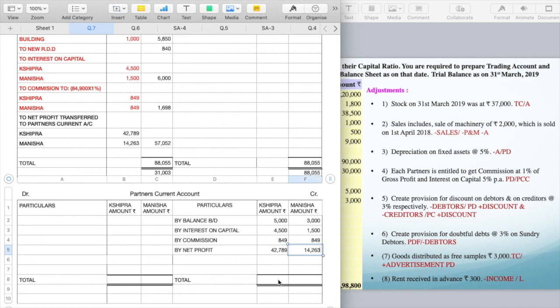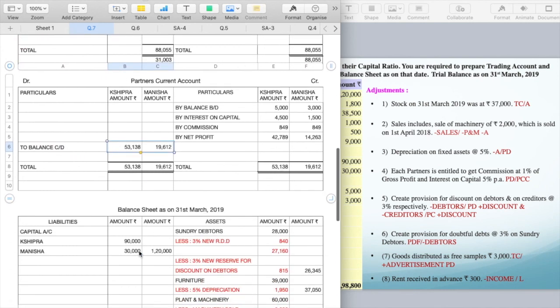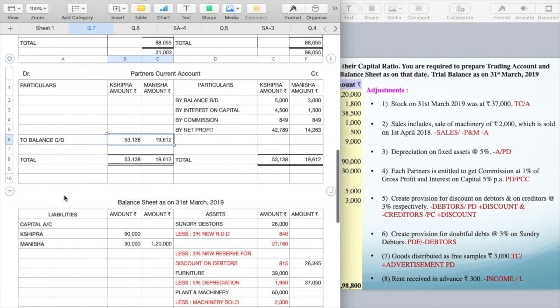Okay, so now if you can see, credit side is higher of the current account because we cannot see any value on the debit side, right? So we'll just directly total the credit side. So Shipra's total will be 53,138 and Manisha's total will be 19,612, right? So we have to put this total on the debit side as well, and to balance carried down we'll get the same amount because there's nothing to minus, right?